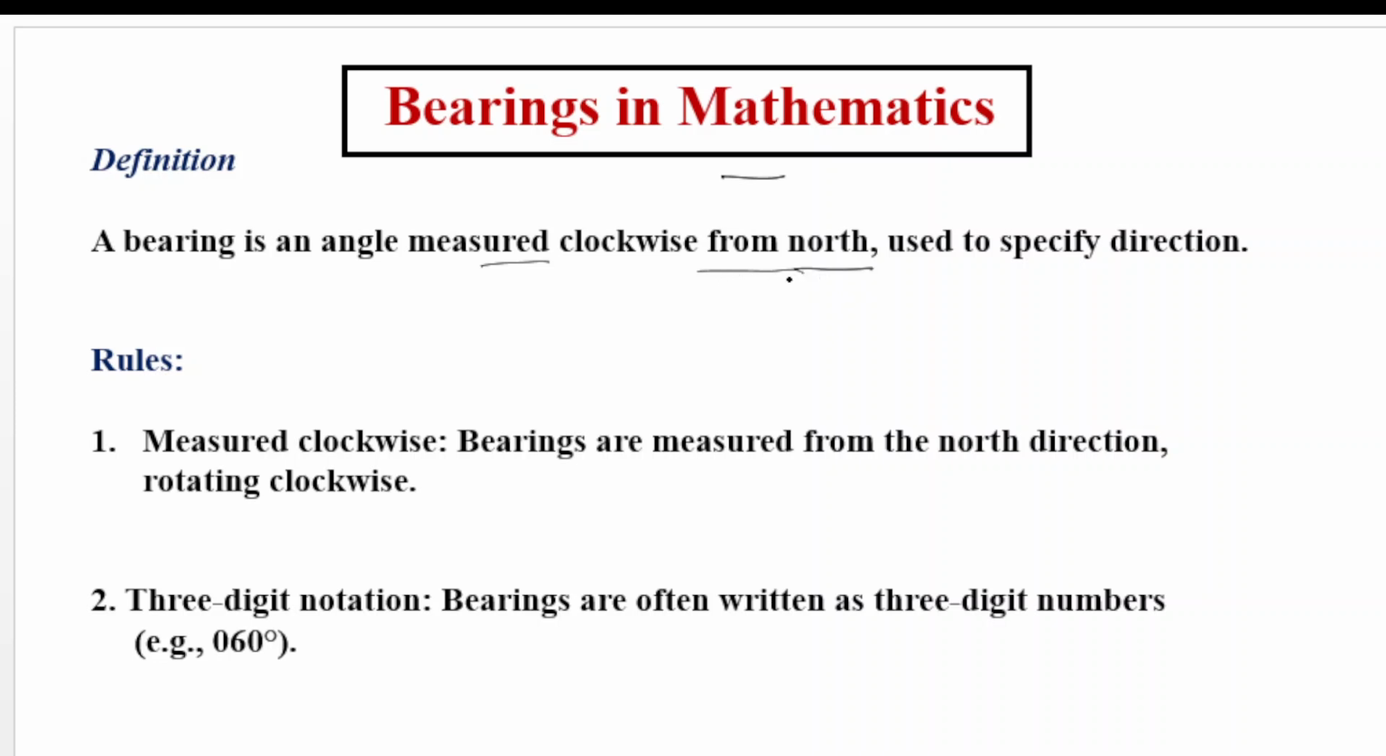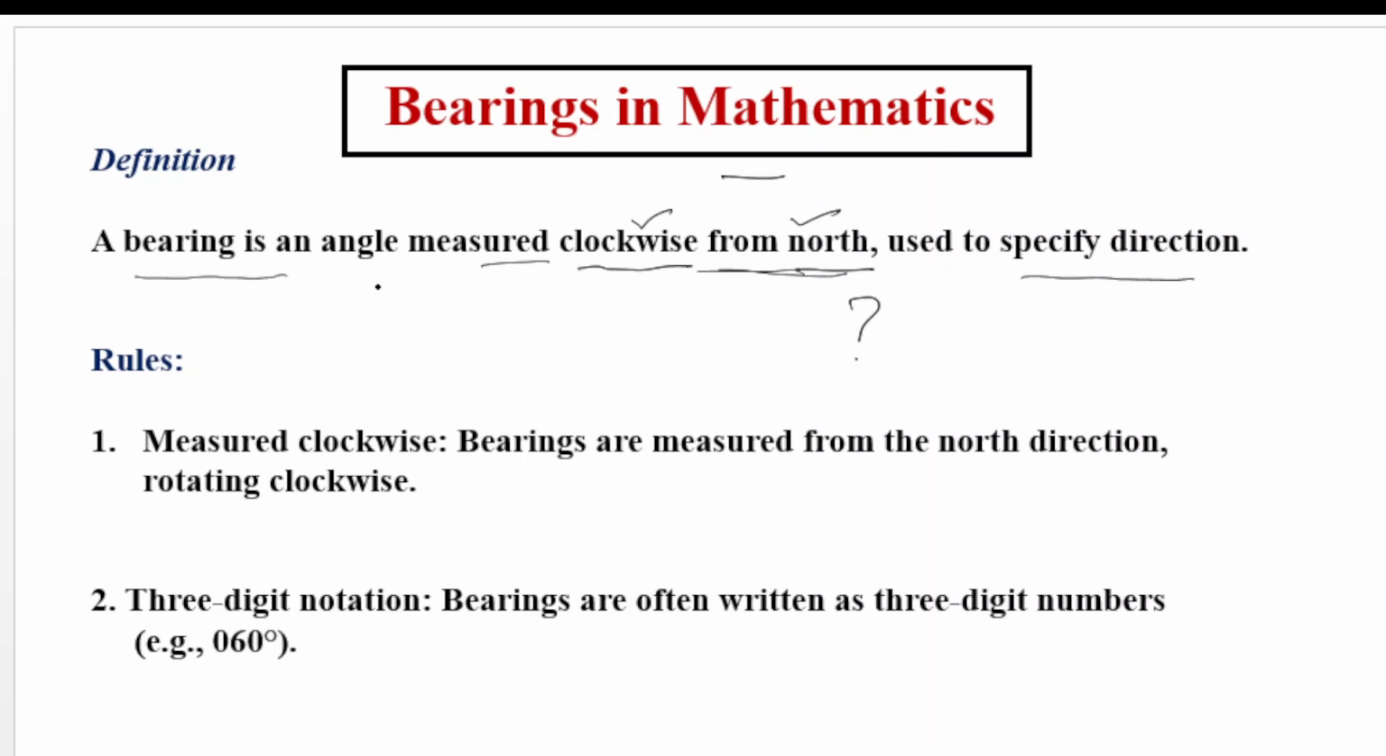If you are going on a way and someone says to you turn 30 degrees, how will you think about how to turn 30 degrees? There is a universal rule. First of all, you will look toward north. Your direction should be toward north, and then you will turn 30 degrees. So this is a universal rule. From north, and this must be clockwise. These two things should be in your mind. A bearing is an angle measured clockwise from north, used to specify direction.